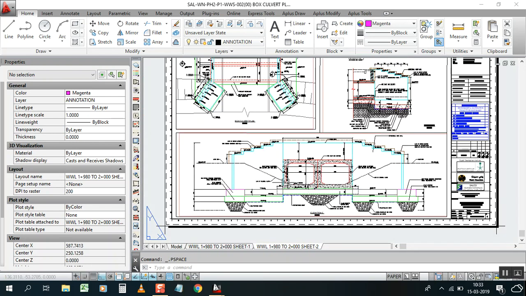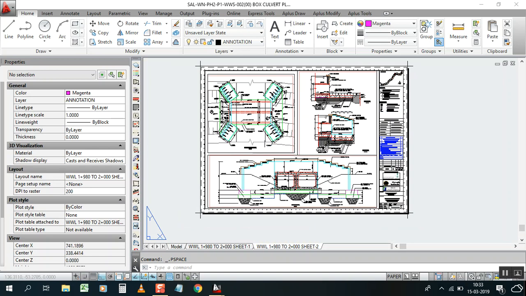So this is another video on how to set up your layout, a very easy method.